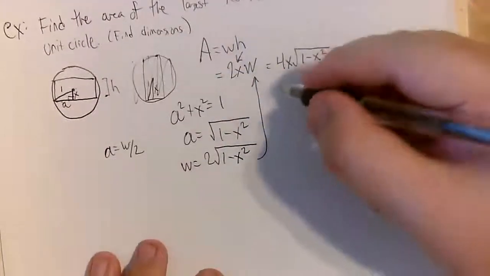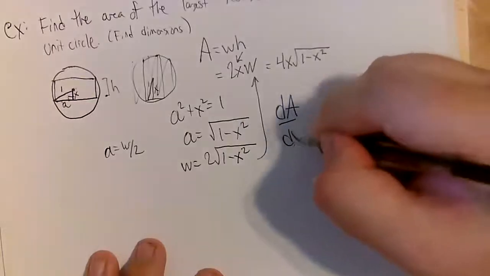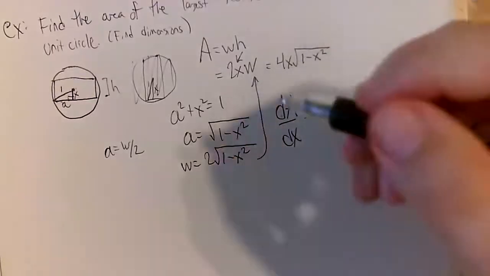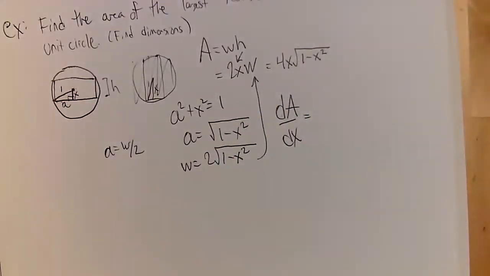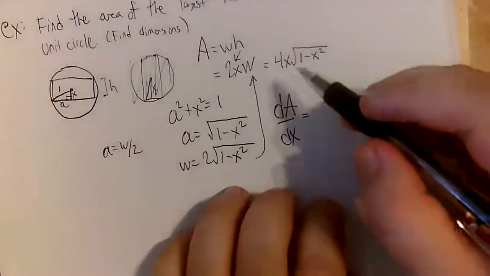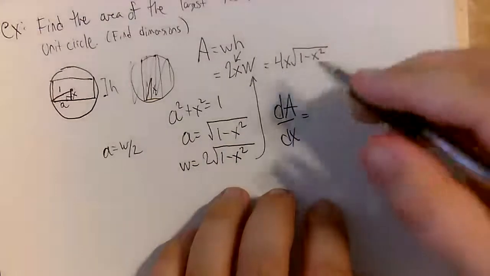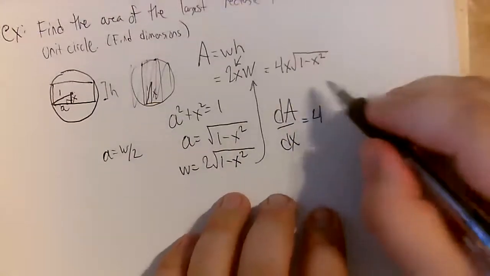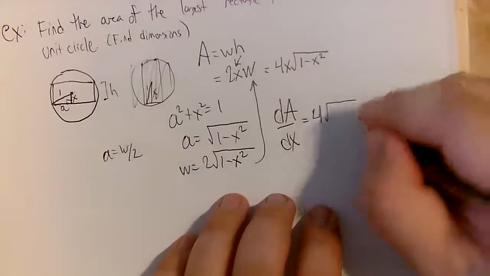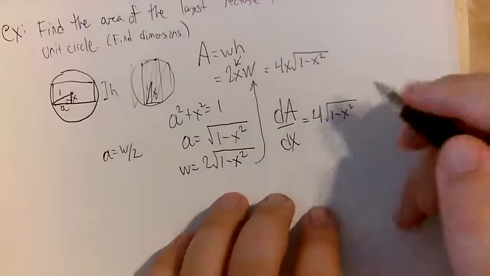Now let's go ahead and find the derivative. This derivative is a little bit more difficult than the previous ones. I'm going to need to use the product rule here. So I'm going to do the derivative of 4x, which is 4. And then I'm going to leave the square root of 1 minus x squared alone.